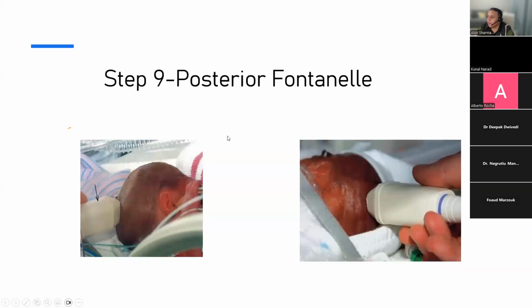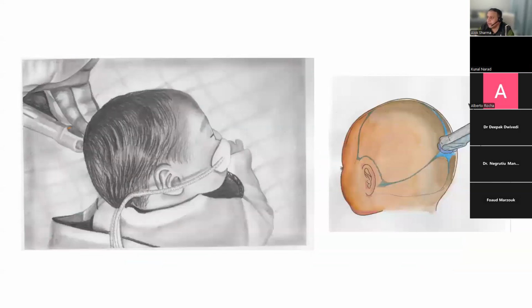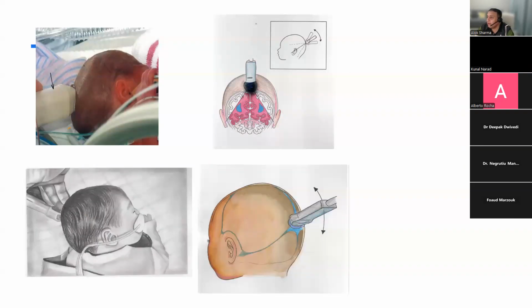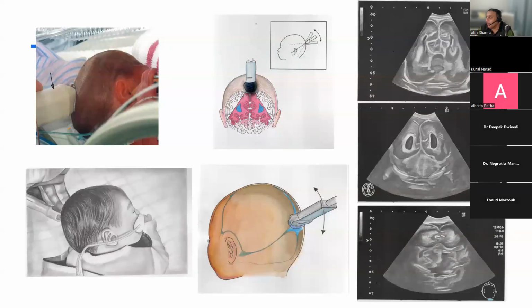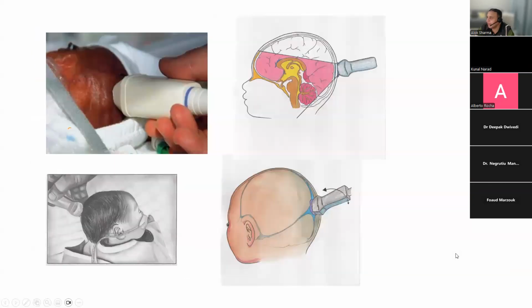I'm going to skip the posterior fontanelle for today, but from our perspective, it's just angulating it above and beyond. And what you're getting again is the trigonal view with the ventricles and then the occipital lobes at the back.